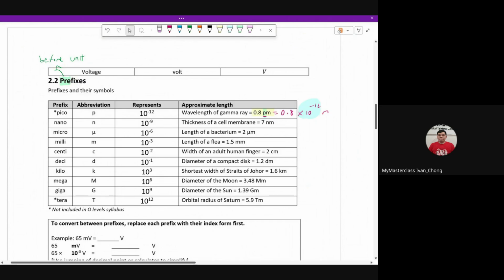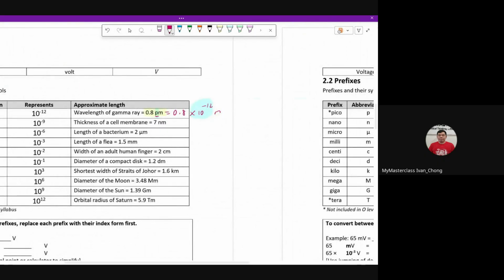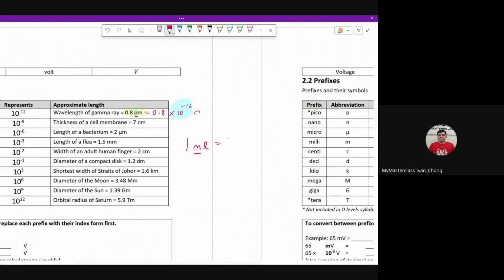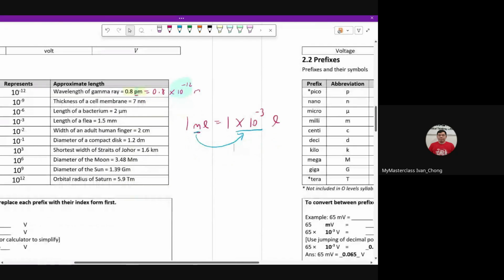So every time you have a prefix in front of your unit, it doesn't have to be meters. It can be something else, for example the common one, 1 milliliter. What is that? If you look at the table, milli is 10 to the power of minus 3. So this is 1 times 10 to the power of minus 3 liters. So if you see this and this, they are exactly the same. If you want to do the opposite, how many milliliters is 1 liter?